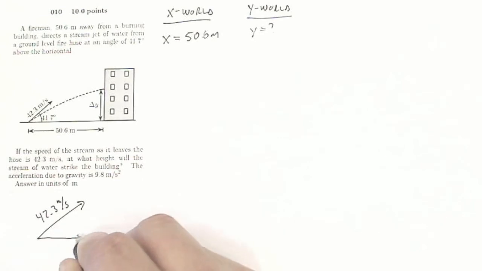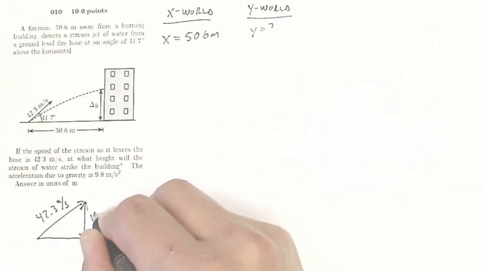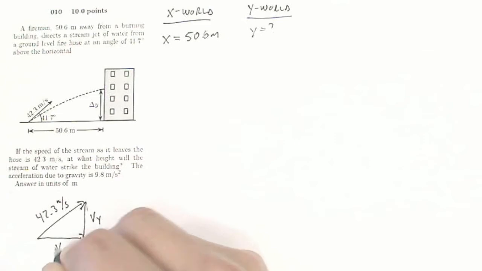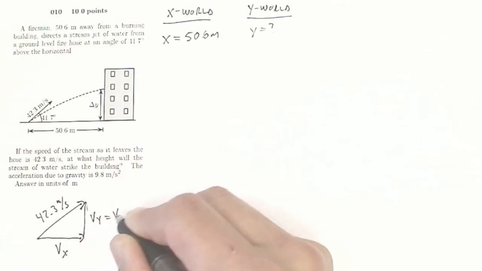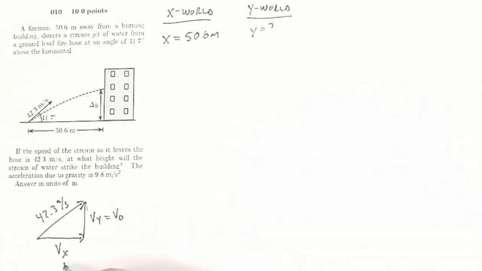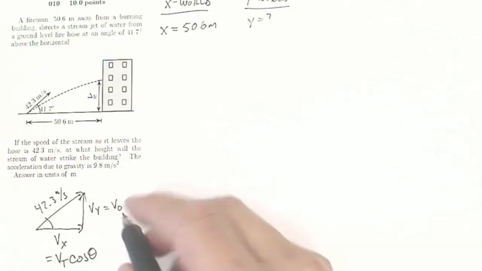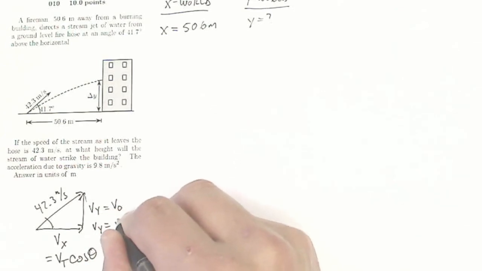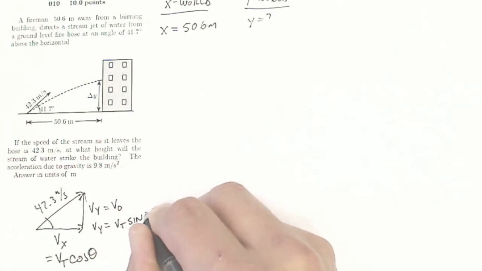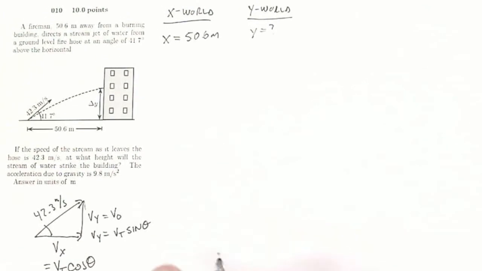Well, that is my 42.3 meters per second. By now, if you've gotten this far, you should know that I can always split that into a velocity in the Y world and a velocity in the X world. And this is going to be my initial velocity in the Y world. And my velocity in the X world stays constant. So my velocity in the X world is going to be my total velocity times the cosine of theta. And my Y velocity is going to be my total velocity times the sine of the angle. So I'm going to put those in up here.